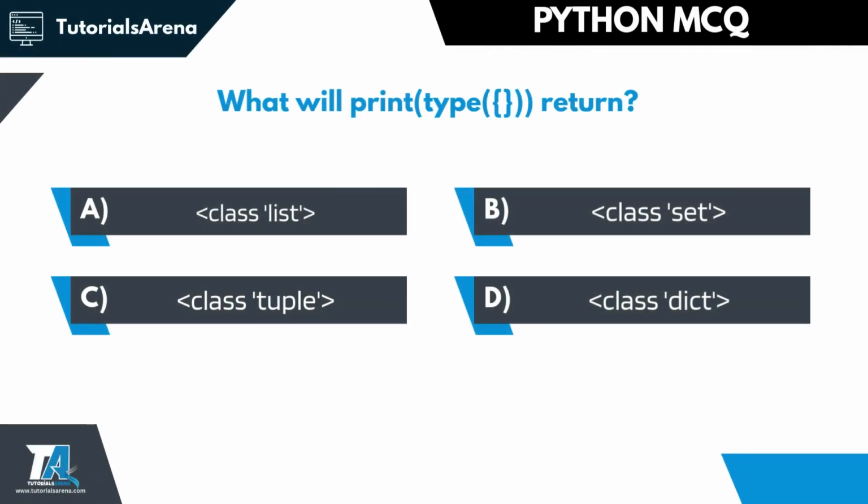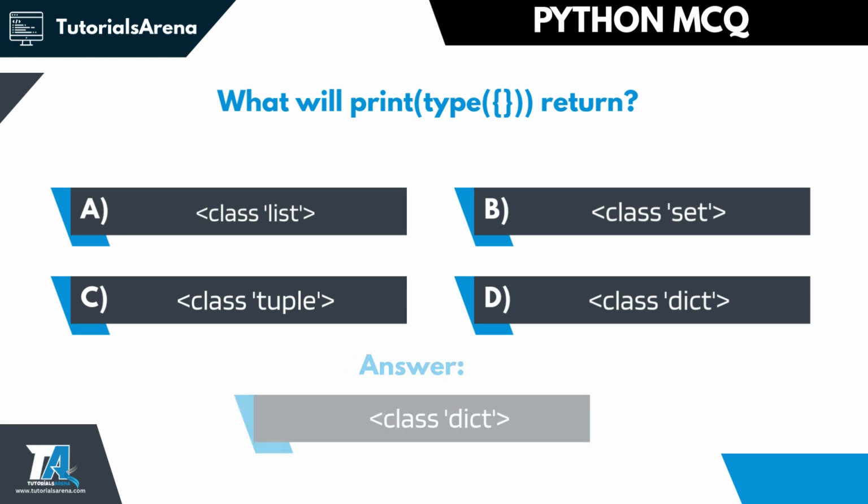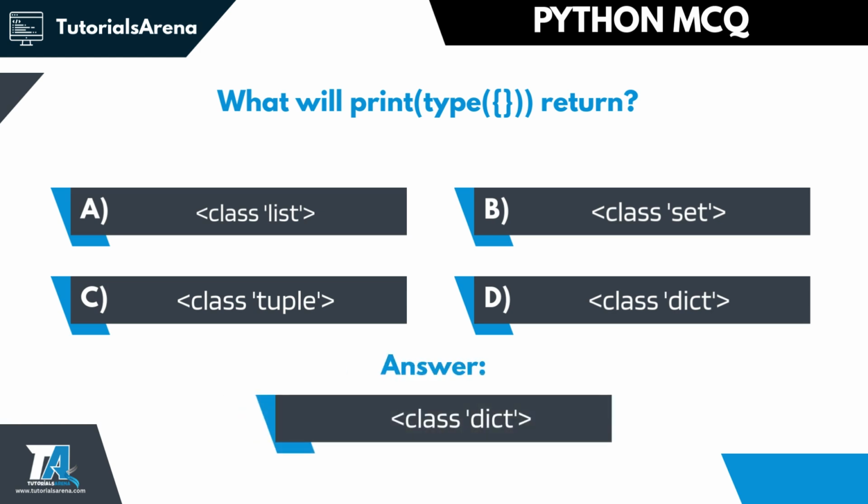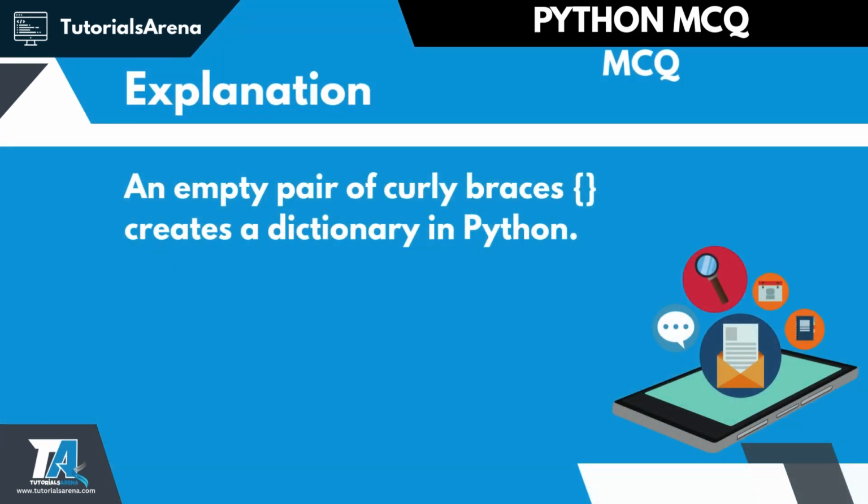What will print type return? The correct option is option D, class dict. An empty pair of curly braces creates a dictionary in Python.